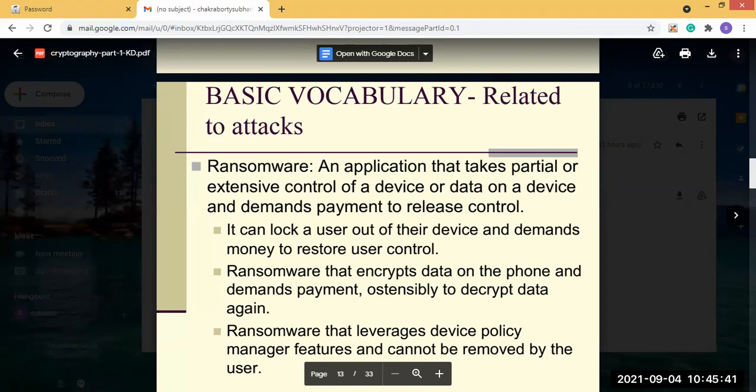So the hacker will install this application, and if it is installed, the hacker will control that device. Partial control will be of that device, and after that it will demand money so that the control is released. This is ransomware. It can lock a user out of their device and demand money to restore the user's control. He or she is controlling your device, and to release it, he or she will demand money. That is the ransomware attack. Ransomware also encrypts data on the phone.